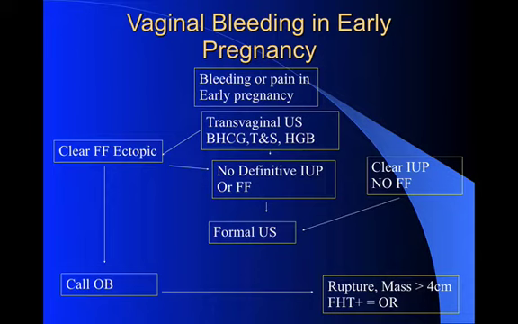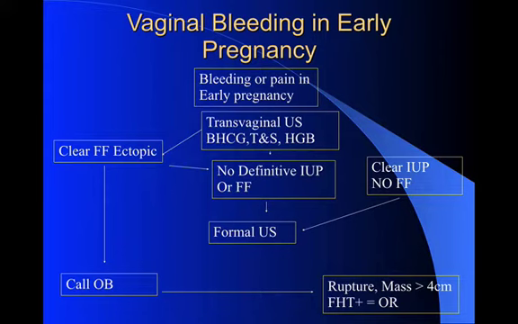If you have an IUP on transvaginal ultrasound and you've already done your type and screen to look for the RH typing, then the beta is really not going to help you at all. So if you have an IUP with a heartbeat, you really just need to know the blood type from there, and possibly a fingerstick hemoglobin or a hemoglobin level on a lab test. Then the patient can go on to get a formal ultrasound as an outpatient.